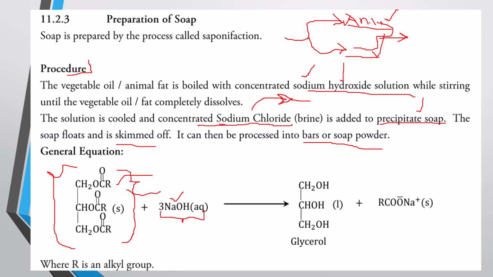The reason I'm putting an emphasis here is because you need this equation in case we set a calculation about it. After that, you get your glycerol and then you get your sodium salt of a long chain carboxylic acid, which is the same as soap, and it must be solid in nature. You're going to say, where R is a long chain alkyl group.